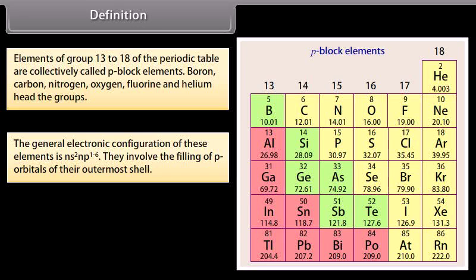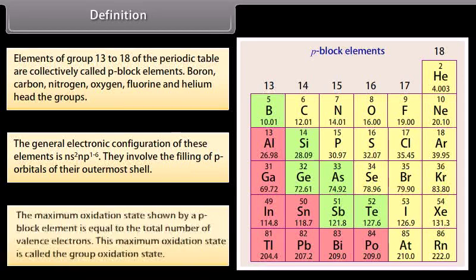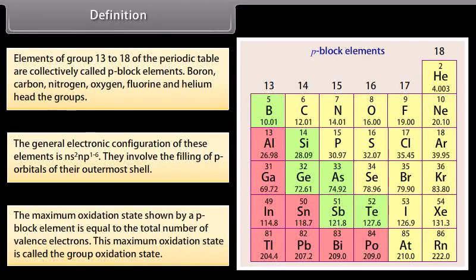ns2 np1-6. They involve the filling of p orbitals of their outermost shell. The maximum oxidation state shown by a P block element is equal to the total number of valence electrons. This maximum oxidation state is called the group oxidation state.